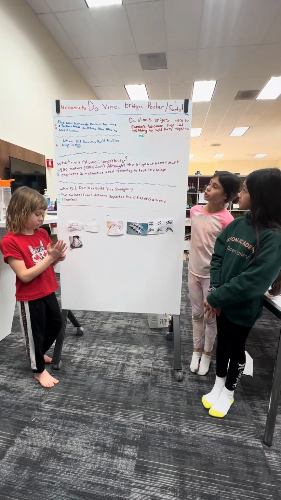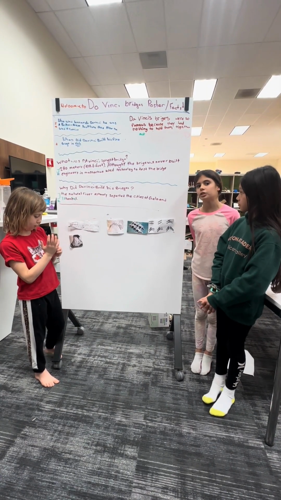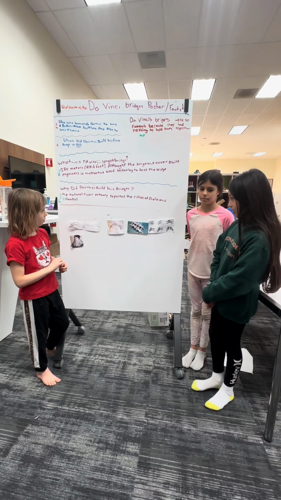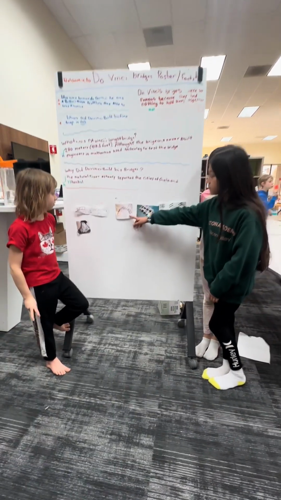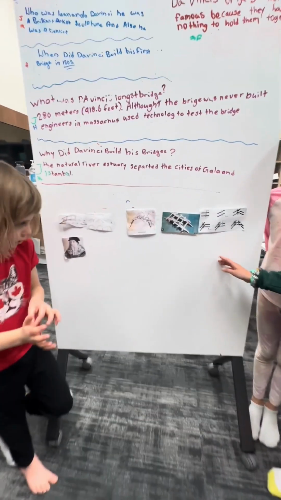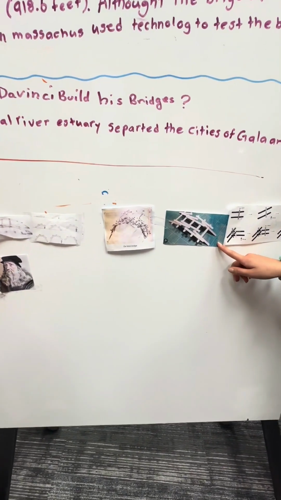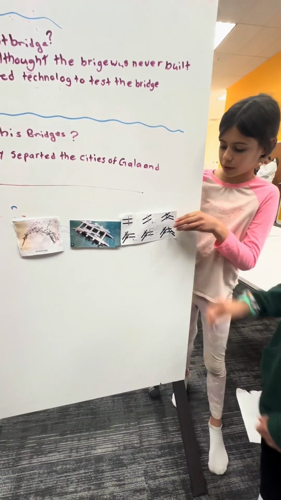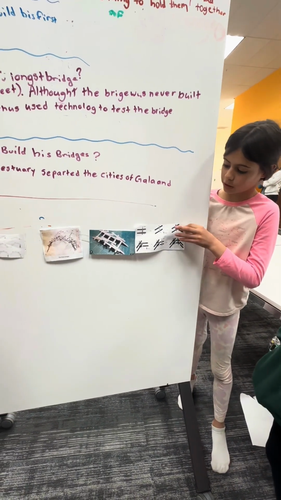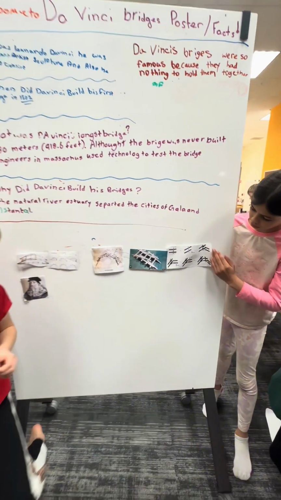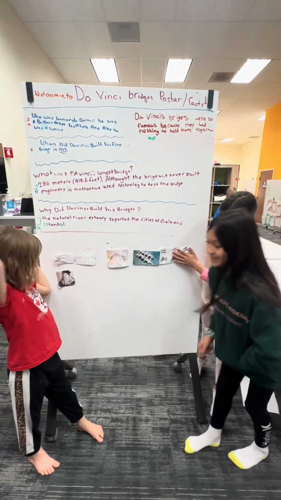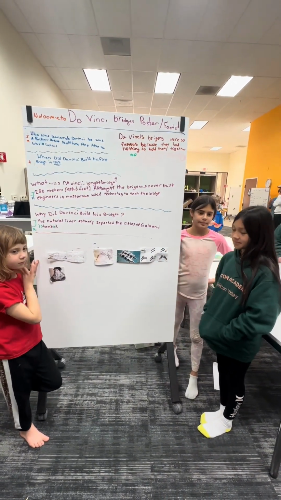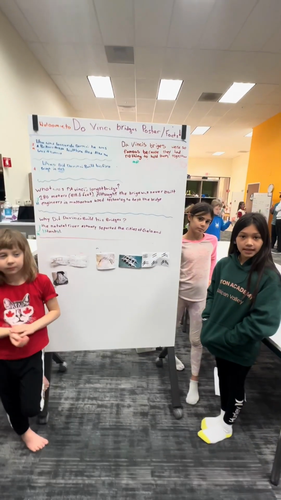Da Vinci's bridge is so famous because he had nothing to hold it underneath it together. And these are some of his prototypes, like this. And then this was inspired by Leonardo da Vinci. And then this is how to make Leonardo's bridge. And that's Leonardo da Vinci. Looks more like a portrait of him. That's it. Thank you.